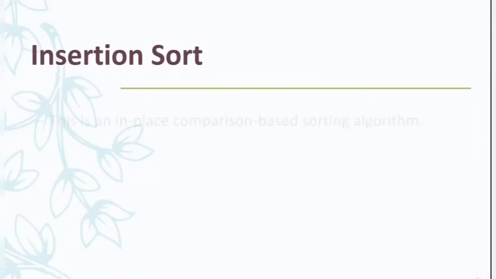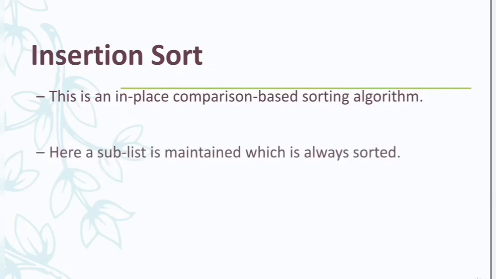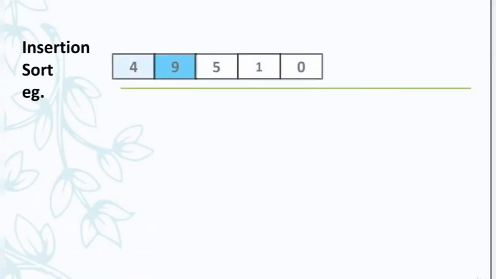Let's move to the next concept or next sort, that is insertion sort. So what is it? This is an in-place comparison based sorting algorithm. Again, here a sublist is maintained which is always sorted. The time complexity for best case is big O of n and for worst case it is big O of n square. And the space complexity is again big O of 1. So let's now see how insertion sort exactly works.